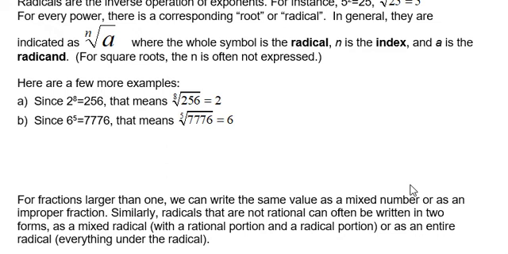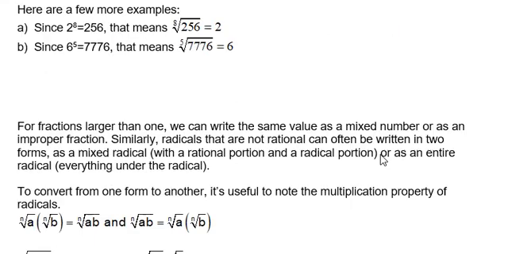form. The mixed radical form has a rational portion and a radical portion. The entire radical means everything's written as a radical, just like the improper fraction has everything written as a single fraction. In order to do that, we need to look at one particular property of radicals, which is the multiplication property of radicals. What that says is we can multiply what's underneath the radical and make it under a single radical, or we can go the other direction. We can take a radical and break it into factors and put each factor under its own radical.